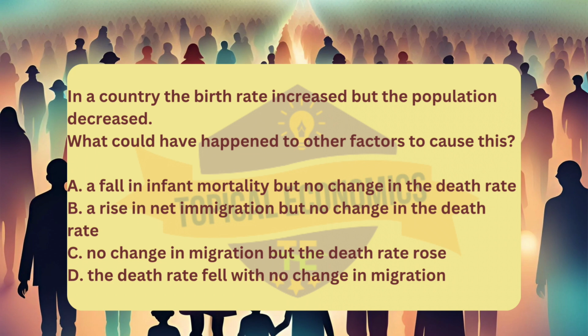Reference, 2019 May-June version 1. The correct answer for this question is option C. No change in migration but the death rate rose. If the birth rate increases but the population still decreases, it suggests that the death rate must have risen significantly enough to outweigh the increase in births. This would cause the overall population to decline, even though more people are being born.